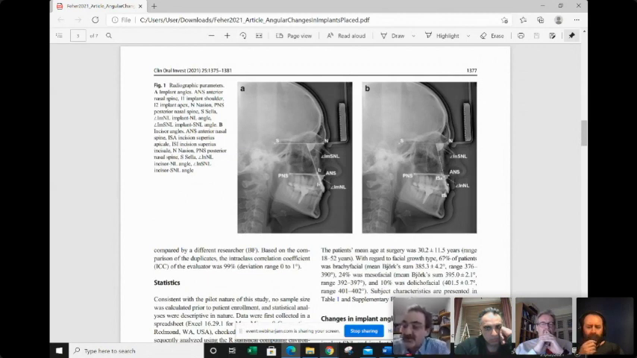The SNL angle changes happened in 58% of females, but 100% of males. So it affected males more than females, and it also affected patients who had the implants placed below the age of 30 more than the ones placed after the age of 30. That's not a surprise. You would expect the growth to slow down as they get older.